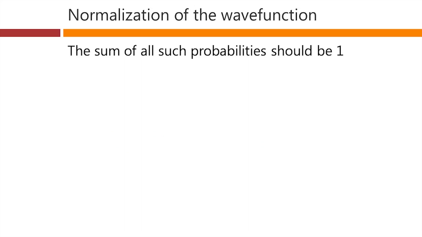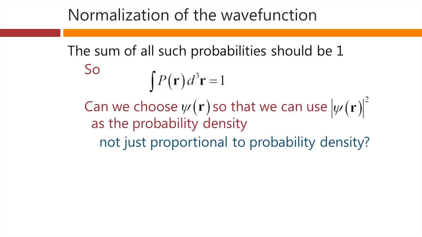So the sum of all such probabilities should of course be 1. That means that if we were to integrate the probability density over all space, then we should get 1. The idea being that the particle has to be somewhere. So the question is, can we choose psi of r in such a way that we can use the modulus squared, psi of r modulus squared, as the probability density, not just something that's proportional to the probability density?